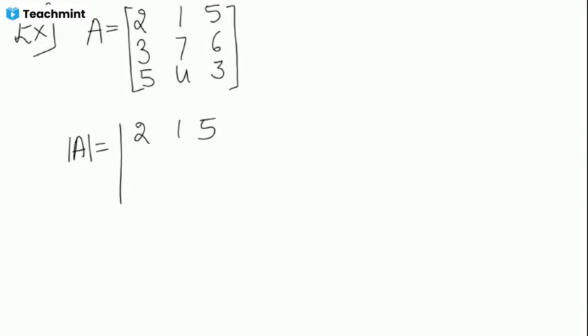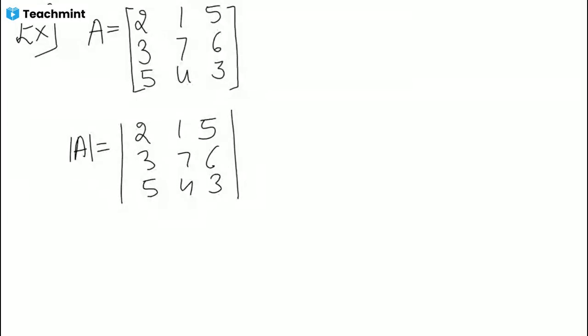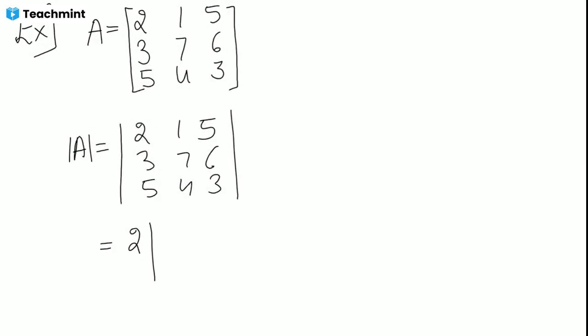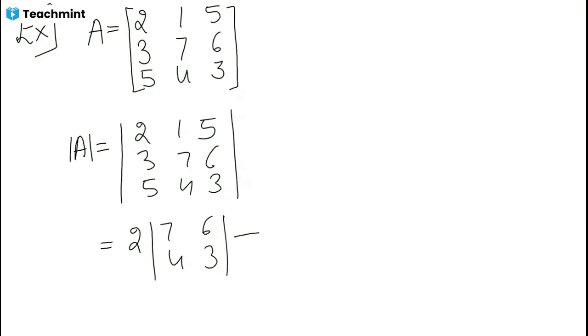2, 1, 5 having the elements 3, 7, 6, 5, 4, 3. Let us expand it. So take the first value, 2. Leave the elements of first row and first column for that. So we have these elements 7, 6, 4, 3. Now take the negative sign and take the next element, that is 1. Now leave the elements of first row because this 1 is the element of first row and second column. So leave these elements and write the left: 3, 5, 6, 3. Are you getting this point? Yes, ma'am. 3, 5, 6, 3.